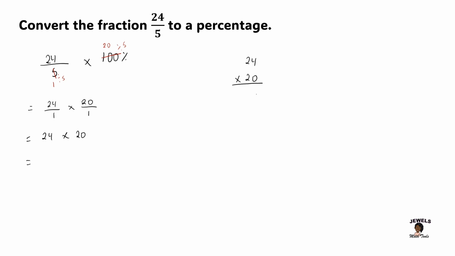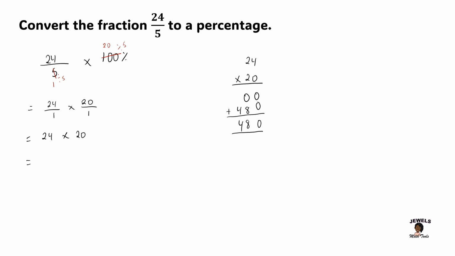0. 0 times 4 is 0. 0 times 2 is 0. We're going to add in a 0 and then begin multiplying by my 2. So 2 times 4 is 8, and 2 times 2 will equal 4. So let's sum our digits. 0 plus 0 is 0. 0 plus 8 is 8. And we're going to bring down our 4 since it's not being added to anything.